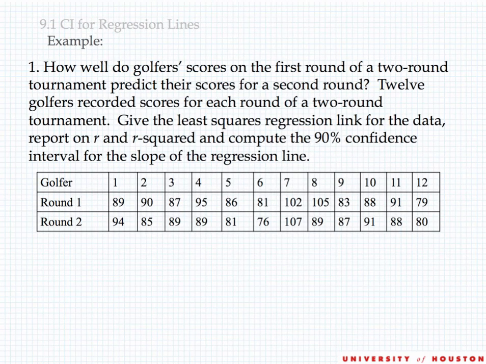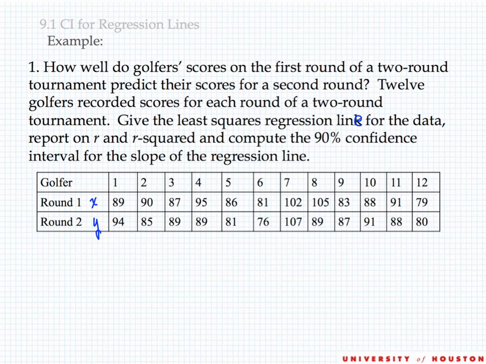So in this example, we want to know how well golfer scores on the first round can predict their scores for the second. Here we have recorded 12 rounds, and we're trying to find out if the scores in round 1 can predict round 2. So round 1 would be our x values, and round 2 will be the y values. We want the least squares regression line for the data, and we want to report on our r and r squared, and then we're going to compute the 90% confidence interval for the slope of the regression line.